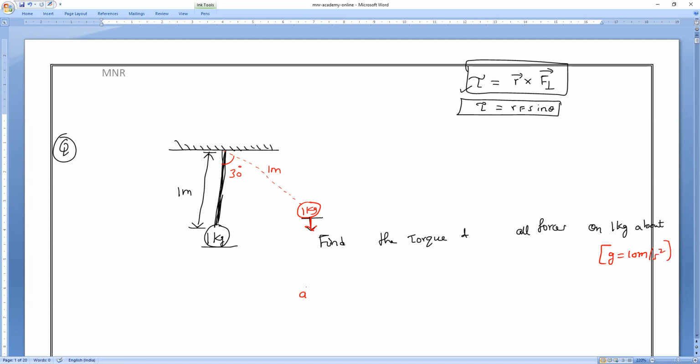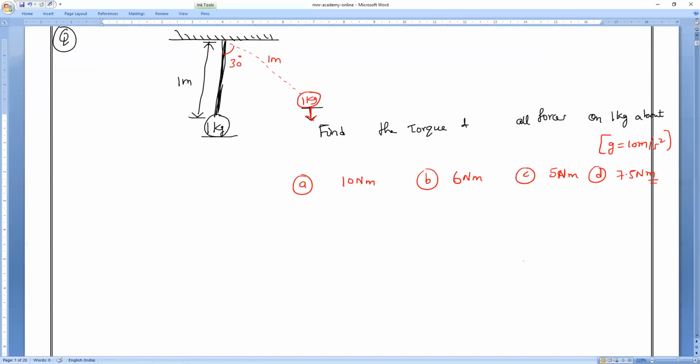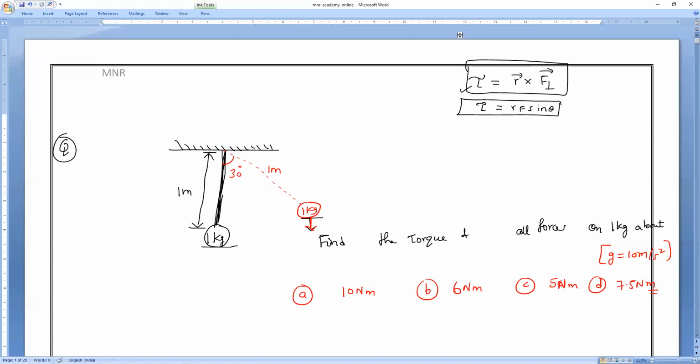The options are given. Option A, 10 Newton meter. Option B, 6 Newton meter. Option C, 5 Newton meter. And option D, 7.5 Newton meter. I will teach you, you don't need to worry. It is a similar concept to what we studied previously. So let us discuss now.